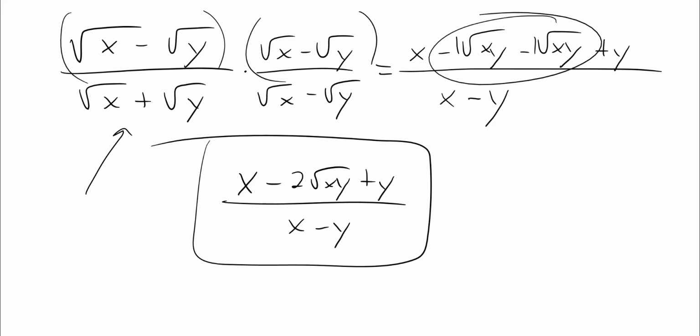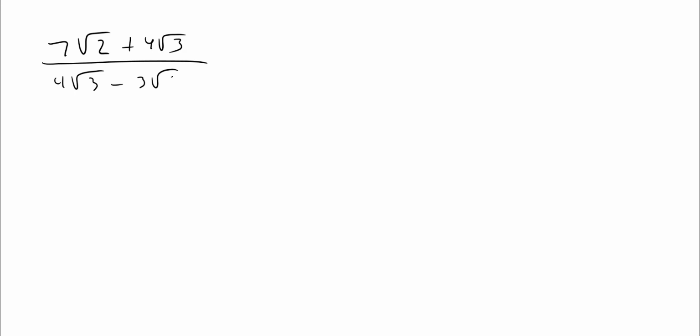Okay, I want to do a couple more here. And one of them is kind of a nasty problem on your worksheet, and probably going to get rid of this one. But number 11. So it's 7 root 2 plus 4 root 3 over 4 root 3 minus 3 root 2. Okay, multiply by the conjugate. So 4 root 3 plus 3 root 2 over 4 root 3 plus 3 root 2.